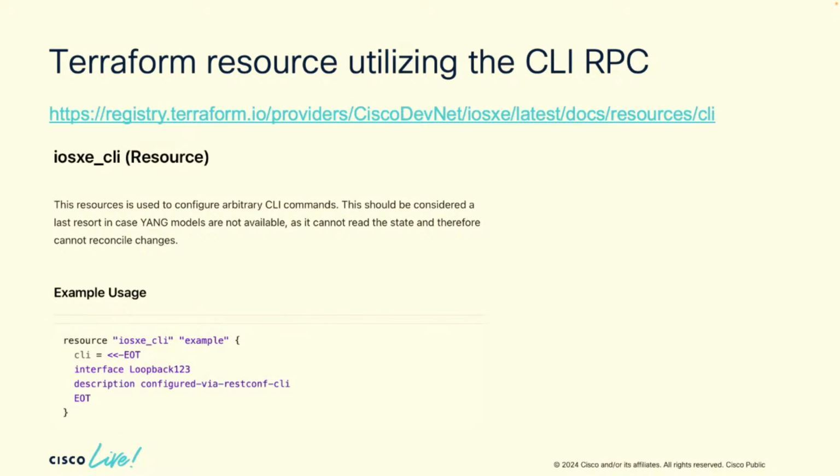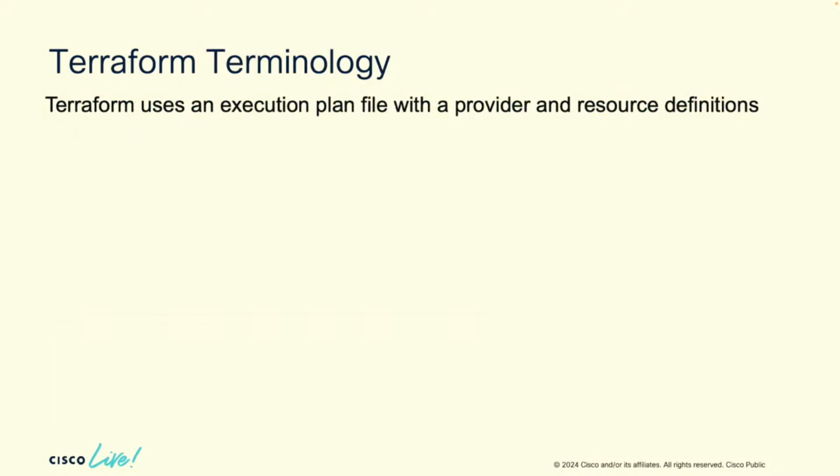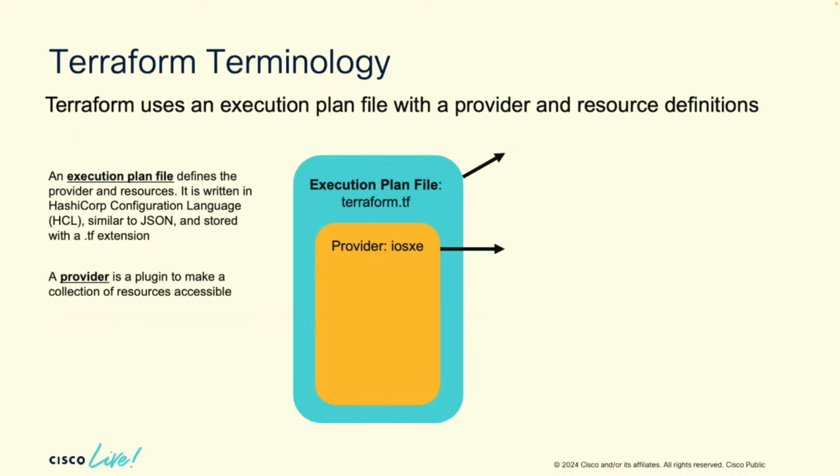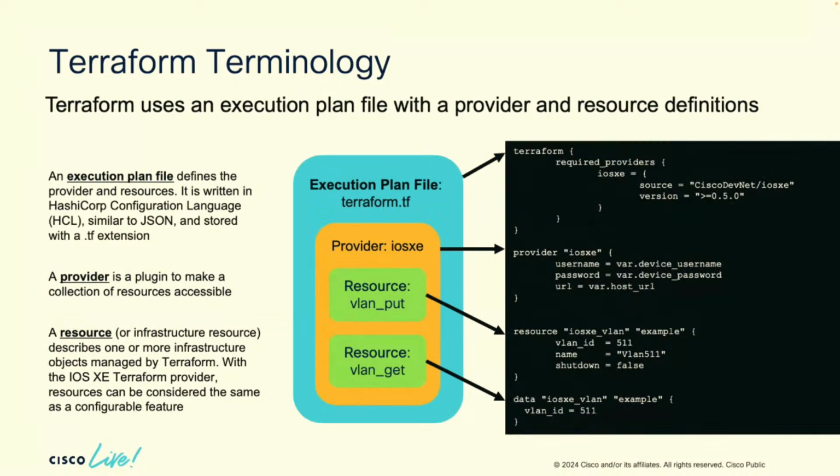We can get into shortly how it's different than Ansible and how it's different than Yang Suite with the use cases. But before diving into that, let's talk a little bit more about the Terraform terminology and how we actually use this thing. First of all, we have an execution plan file. Essentially, this plan file is in JSON formatting and has a .tf extension. This is where we'll be storing our data about how we want to configure the device.